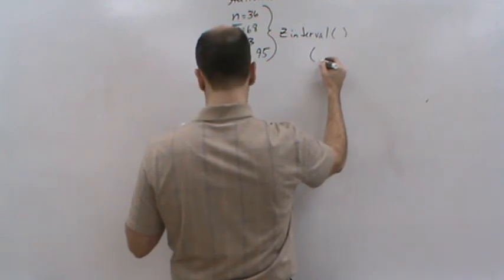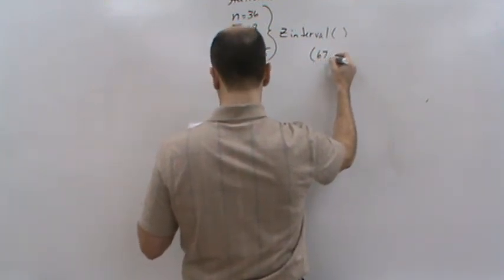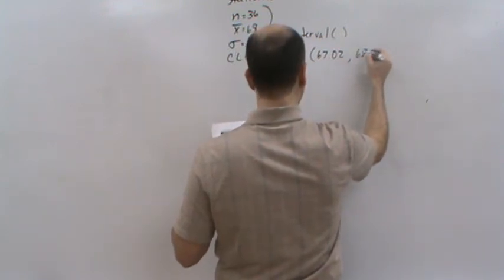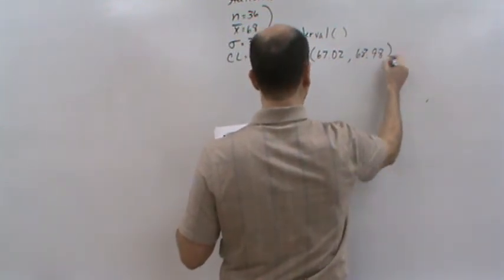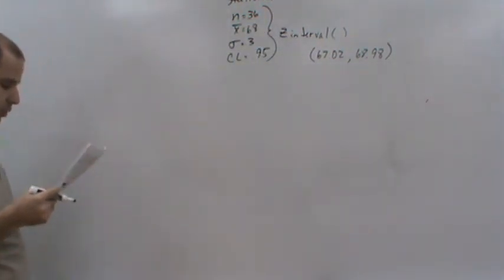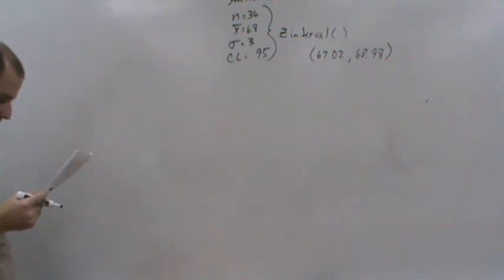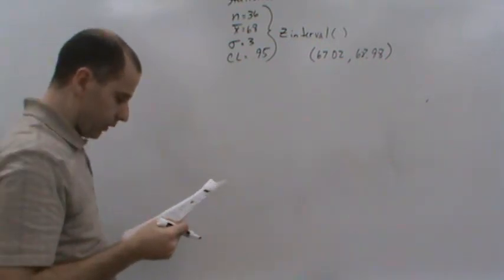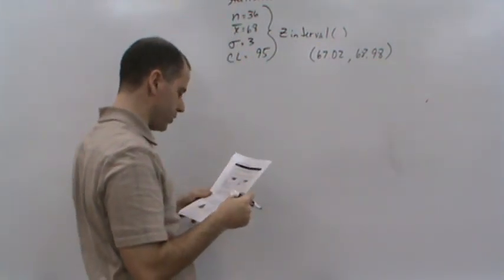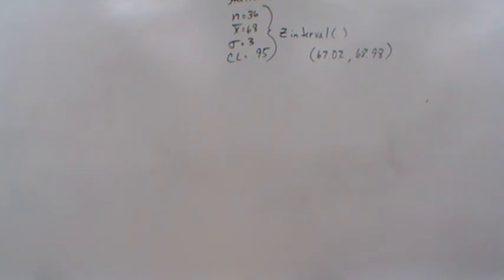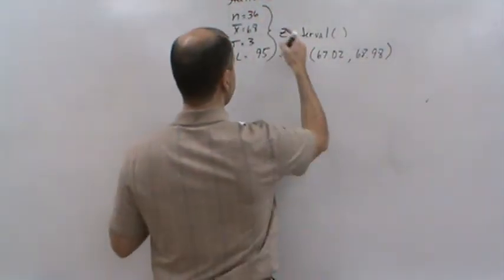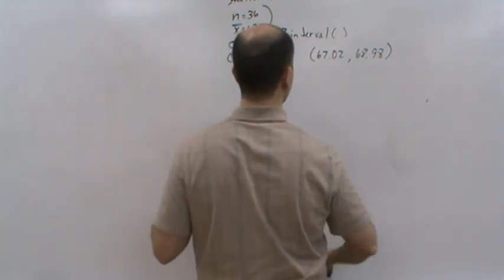We get 67.02 and 68.98. Okay, so that's what we get for a 95% confidence interval using the calculator. Now, the margin of error for both of these. Okay, so let's look at the original, the other one. The other one, where is it? So this is the 95% confidence interval.